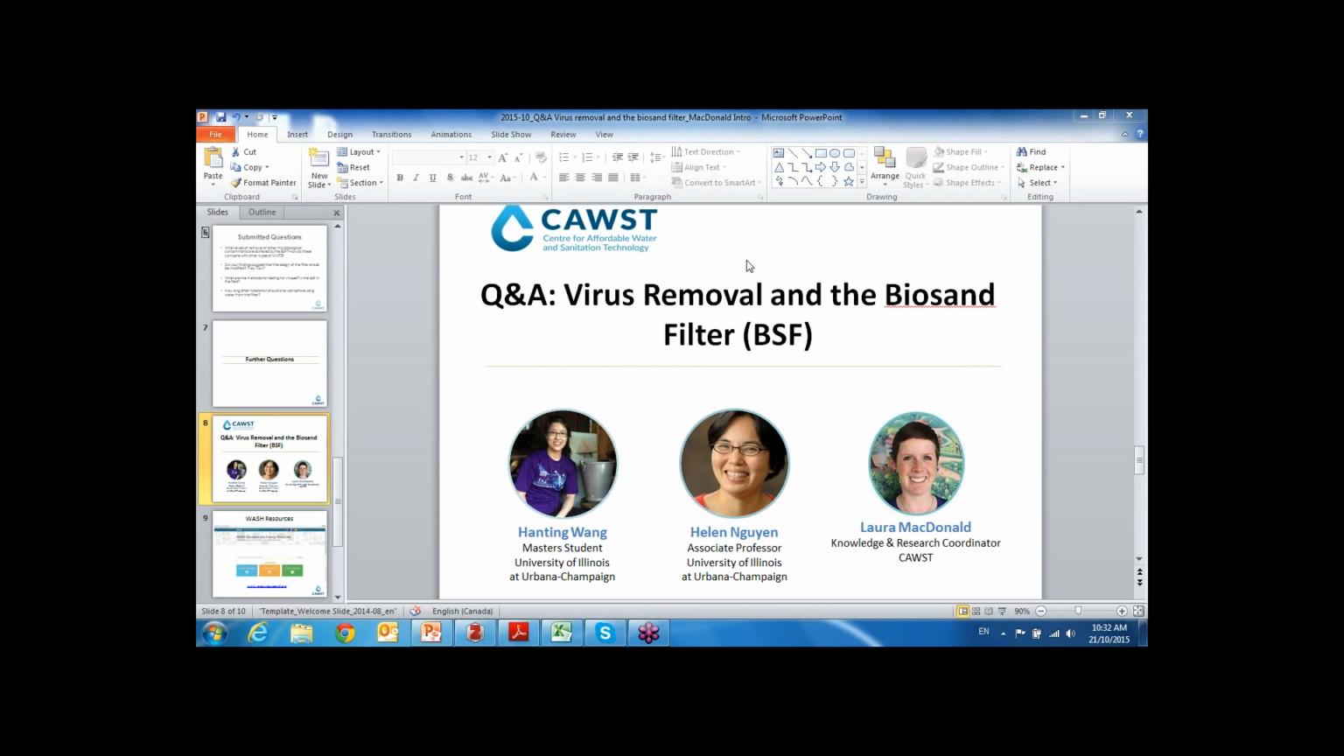There haven't been too many studies done on viruses, mainly just bacteriophages, and we do see a large variety of removals, between less than 1 log for some studies and up to 5 log for us. So there's just a huge range of removal for viruses. There also haven't been any studies done on human enteric viruses, and that's something that needs to be done in order to better understand the biosand filter.